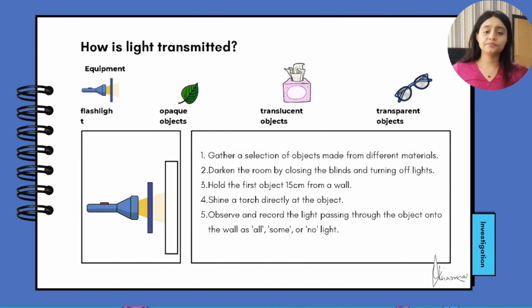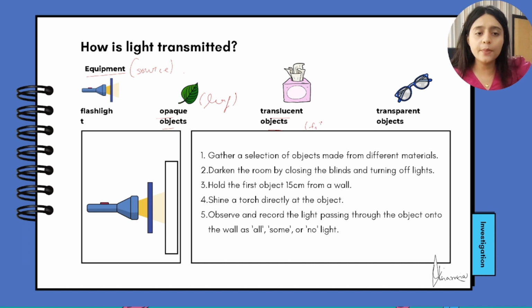Now we will study an experiment to see how light is transmitted. Okay, so this equipment is the source only. Don't get confused. This is the source. Here we are taking the source as a flashlight, and this is the object we have taken, a leaf, and this is the translucent object, a kind of tissue paper. Okay, and this is the transparent object, which is spectacles. Okay, let's see. So first we will put this opaque object here to see whether the light is transmitted through it or not.